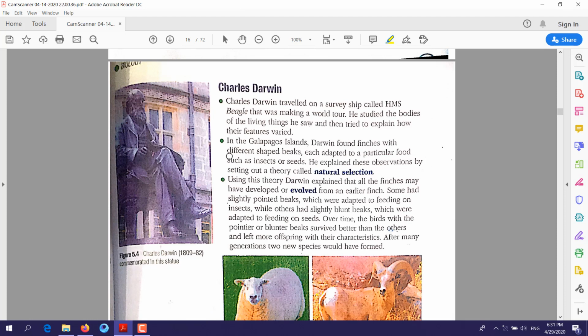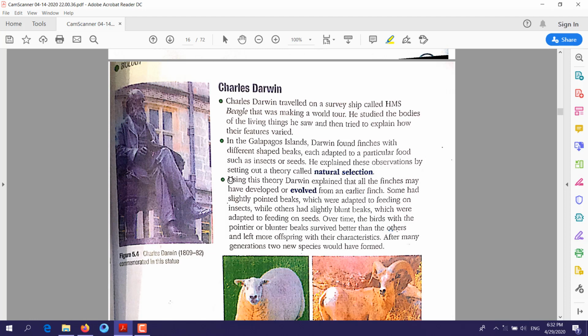Charles Darwin. Charles Darwin was one of the scientists. What he did, he traveled on a survey ship called Beagle. When he traveled to an island, they called it Galapagos, he found some organisms, some animals. Darwin found finches with different shaped beaks.